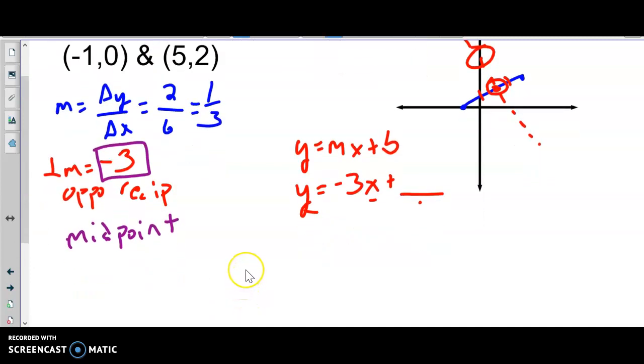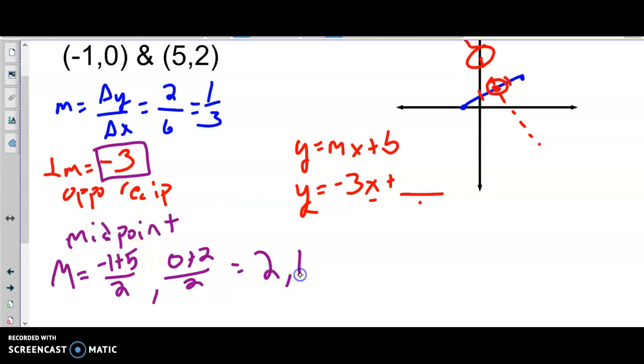So the slope I already have, but now the midpoint. Remember, my midpoint is in the middle. I'm going to take my x's: -1 plus 5, but to make it in the middle, I'm going to divide by 2. And then I'm going to take my y's: 0 plus 2, divided by 2. That gives me -1 plus 5 is 4, divided by 2 is 2, and 1. So I know that this line needs to go through (2, 1), that point right there. So I can go ahead and plug it in here.